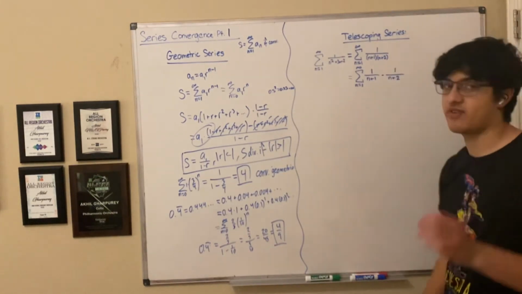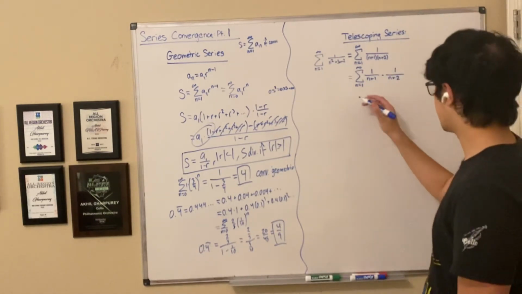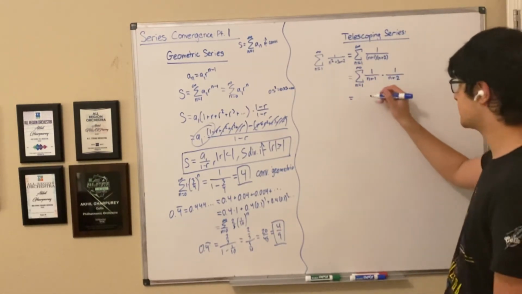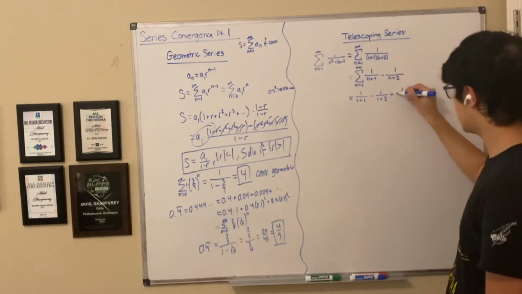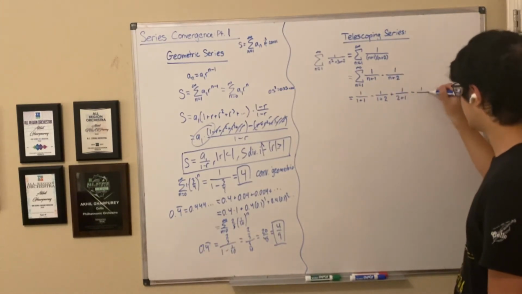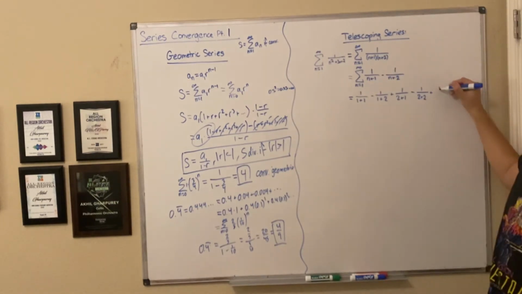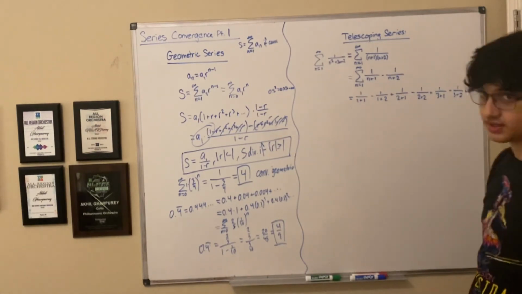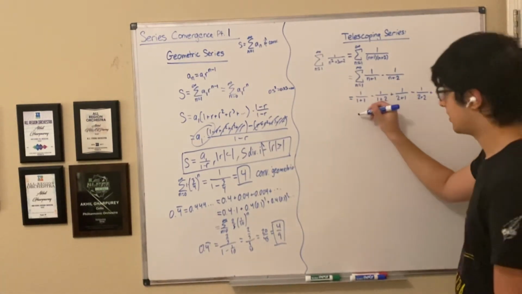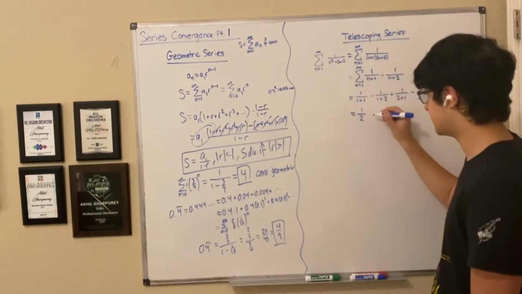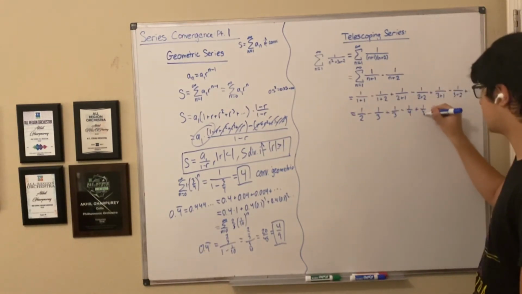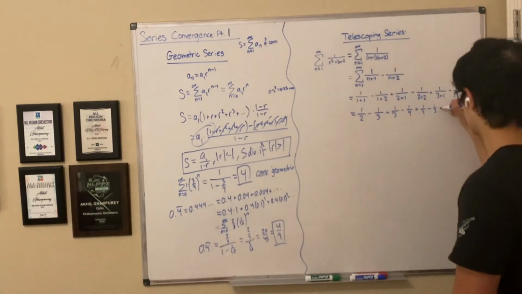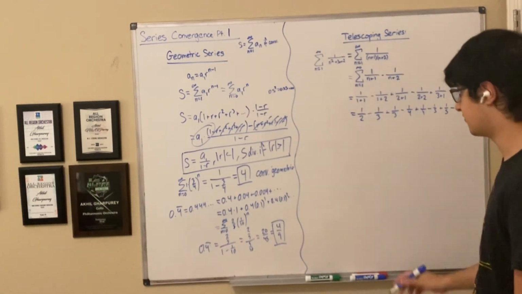And this is where the telescoping factor starts to come in. If we expand out this series, we get that this is equal to 1 over 1 plus 1 minus 1 over 1 plus 2, plus 1 over 2 plus 1 minus 1 over 2 plus 2, plus 1 over 3 plus 1 minus 1 over 3 plus 2, and so on and so forth. I'm going to do the addition on the bottom. We get 1 half minus 1 third plus 1 third minus 1 fourth plus 1 fourth minus 1 fifth, and I'll do the next term as well, plus 1 fifth minus, and so on and so forth.